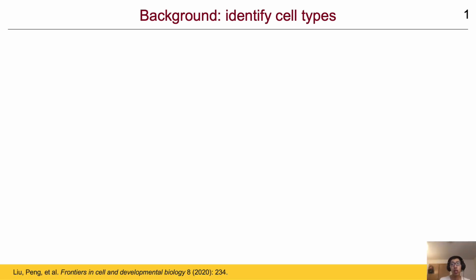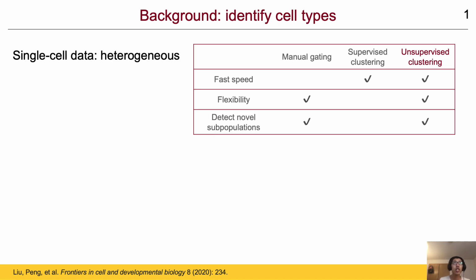So when we talk about analyzing single-cell data, the very first question is to deal with the heterogeneity of the single-cell data, which means that there are dozens of types of cells. And in order to do higher-level analysis, we have to identify them first. And typically, there are three major types, which are manual gating, supervised clustering, and unsupervised clustering.